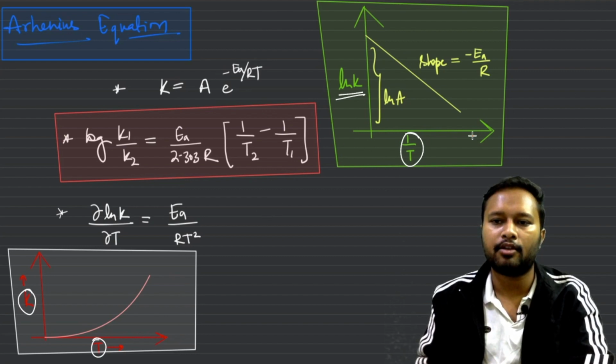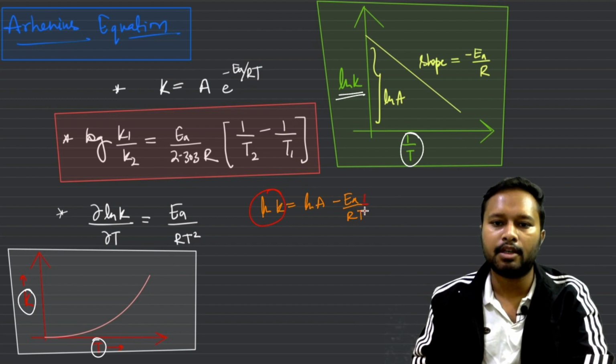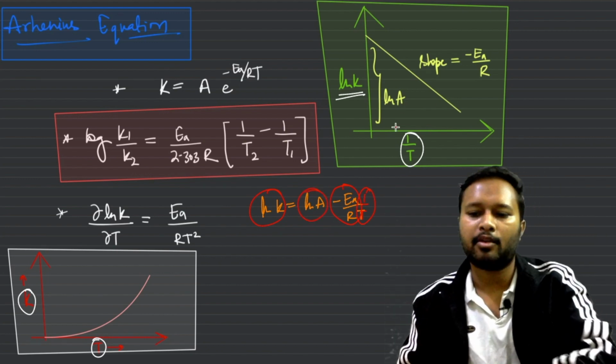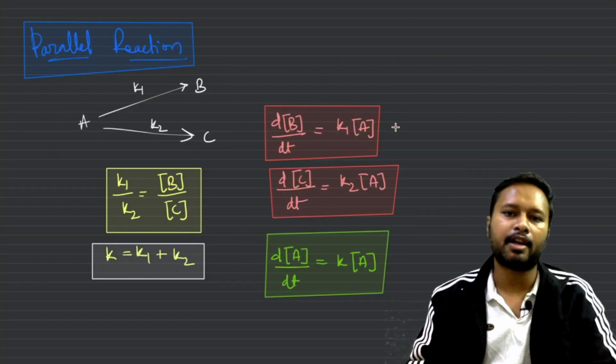This came from just taking ln of the equation. If you take ln, it becomes ln K is equal to ln A minus EA upon RT. Now if you plot ln K versus 1 upon T, it gives you a slope of this and an intercept of this. This is how you plot equations from the Arrhenius form.